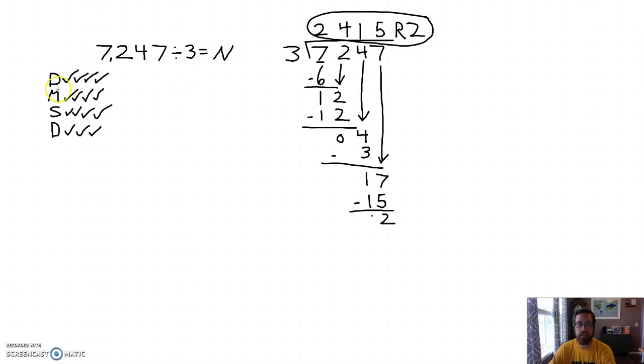Okay? And using the DMSD method, you just keep going through those steps. It doesn't matter how big of a number it is. You just keep going until you have them worked out, okay? And the best way to do this is just practice, repetition, the steps, and knowing your multiplication facts.